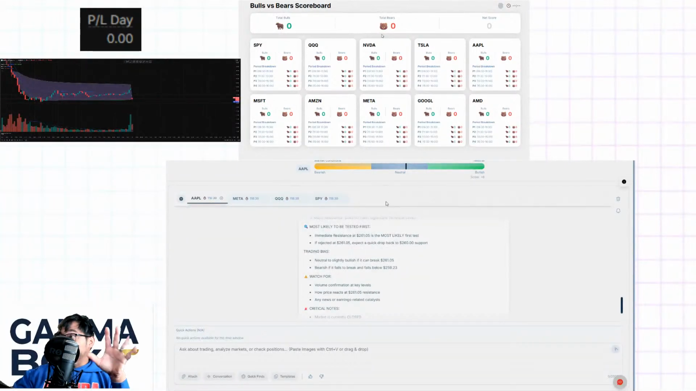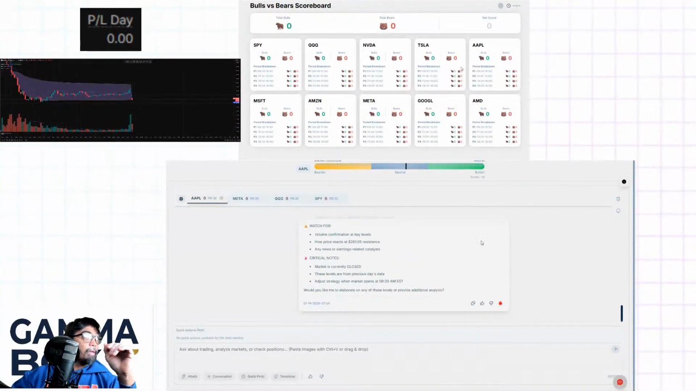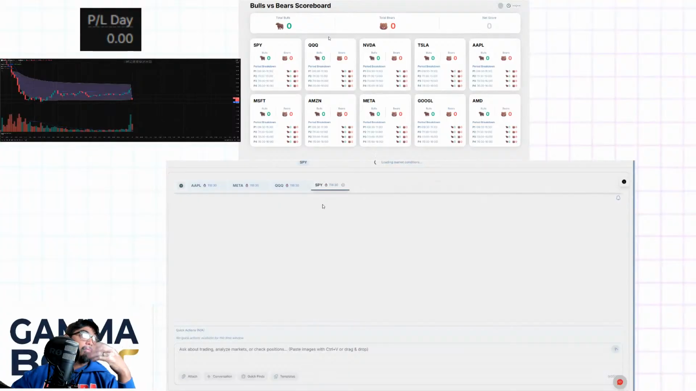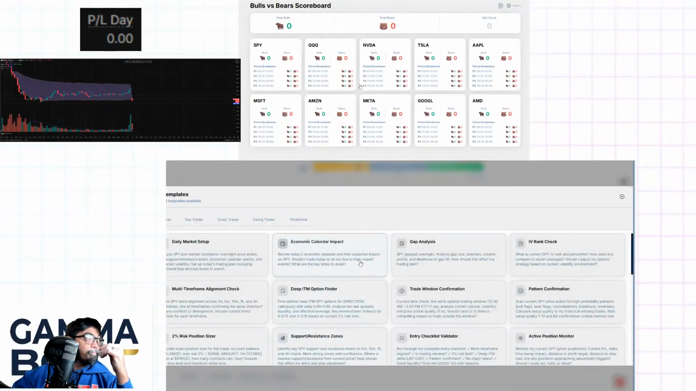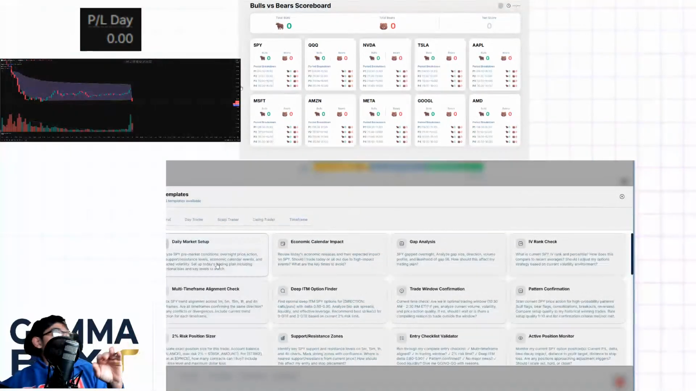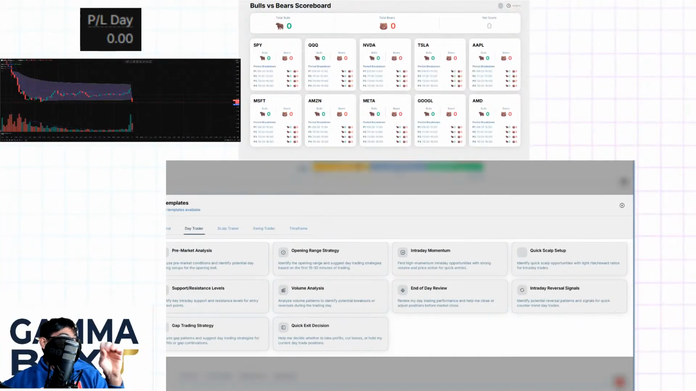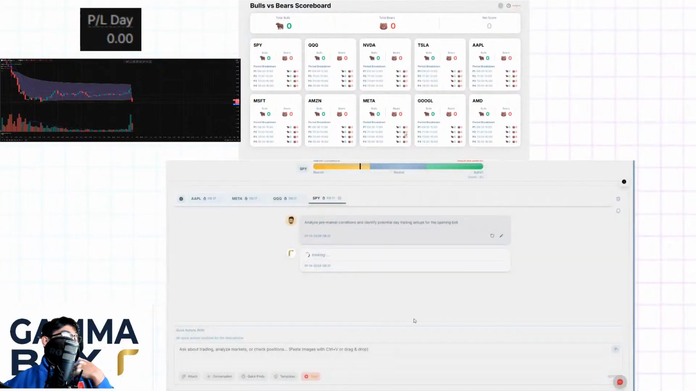So it's going to be about 30 to 45 minutes before anything happens. Even the system will tell you not to get in anything until then, but there are templates here to be able to give your pre-market analysis of where everything's currently at. So let's go ahead and see.